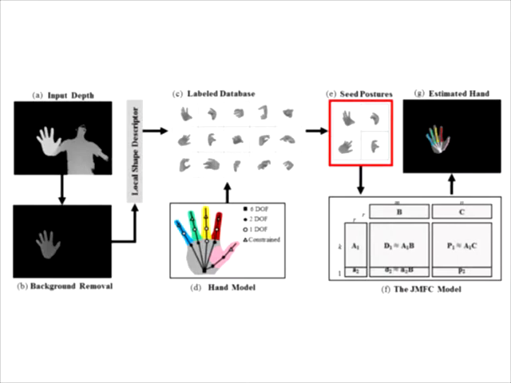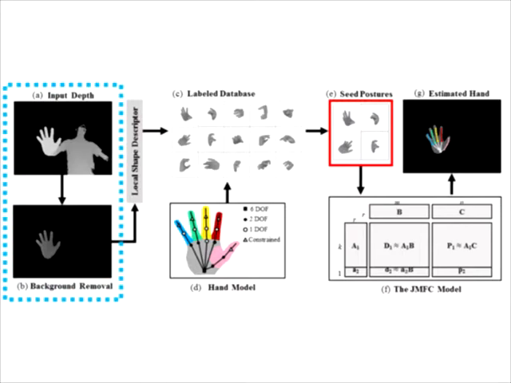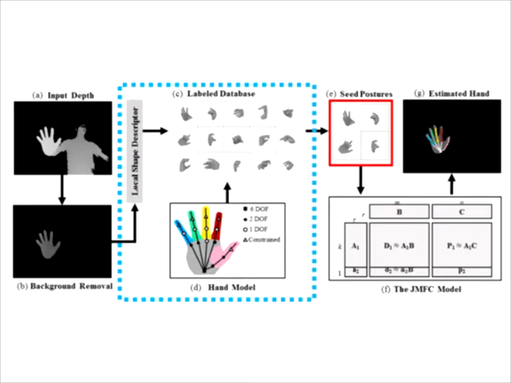Here, we briefly overview the pipeline of our solution to the real-time hand pose estimation problem. The input depth map is processed to remove the background pixels and only contain hand pixels. A local shape descriptor is computed for this processed depth map using FAST feature points and BRIEF descriptors. Then, nearest neighbors are retrieved from a database of depth maps using the local shape descriptor.